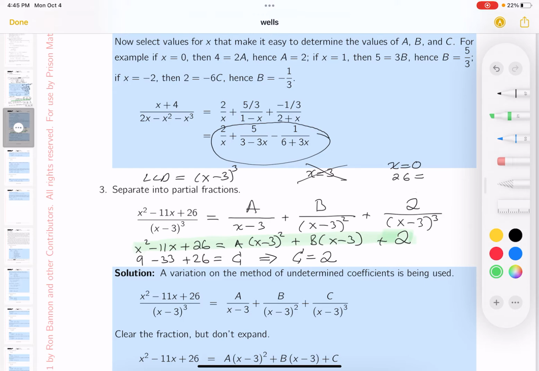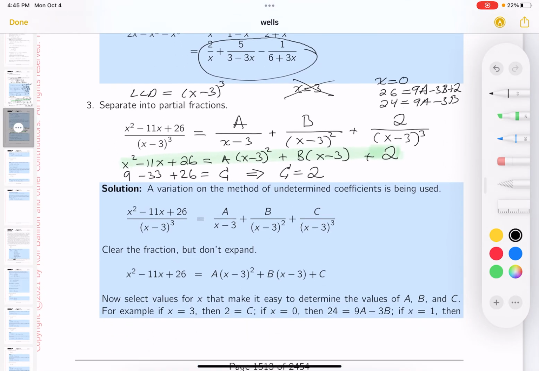I chose 0, right? So the left side is 26. The right side, if I choose 0, I'll write this down. Be really careful. If x is 0, I get 9a minus 3b plus 2. Well, geez, what do I get? I'm going to take 2 from both sides. I get 24 equals 9a minus 3b.